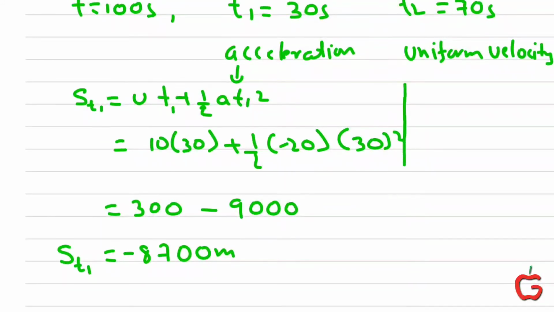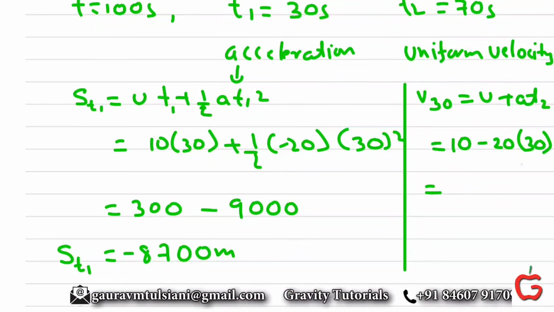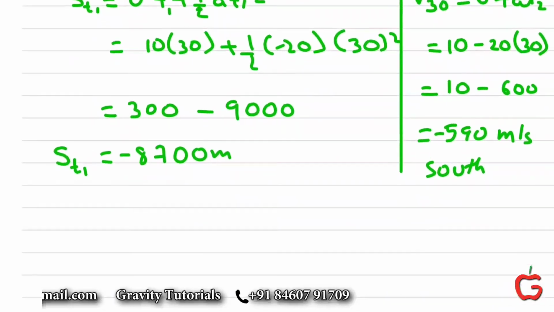Now in the remaining 70 seconds, the body would be moving with a constant speed. So first we have to find out that speed. So v at 30 seconds would be u plus at. This is 10 minus 20 times 30. So this is 10 minus 600. So 590 or minus 590 meter per second. So after 30 seconds, the body would be moving south with a speed 590 meter per second.